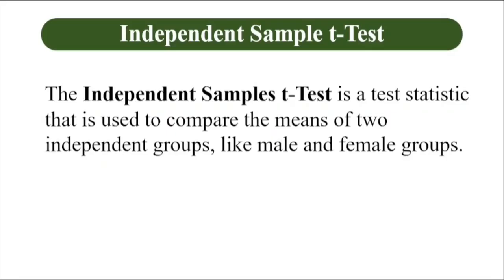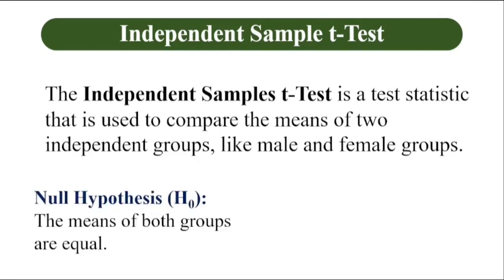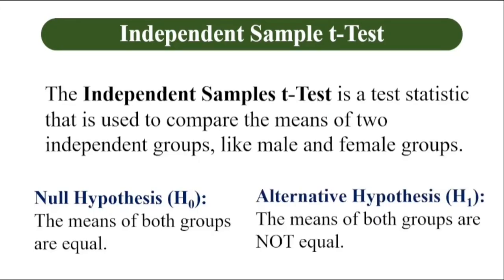Now, let's take a look at the statement of hypothesis for the independent sample t-test. The null hypothesis states that the means of both groups are equal, while the alternative hypothesis states that the means of both groups are not equal.